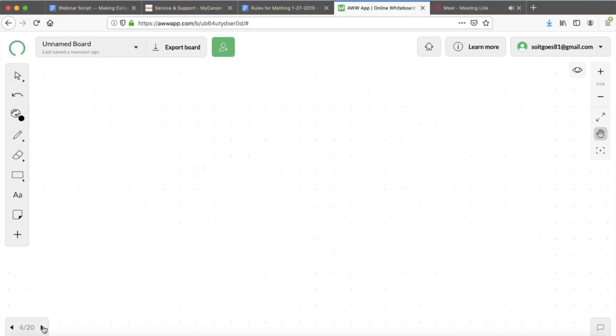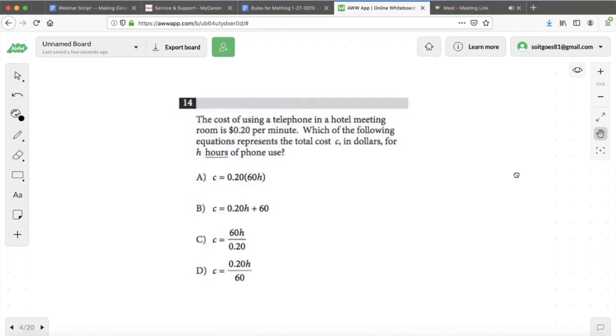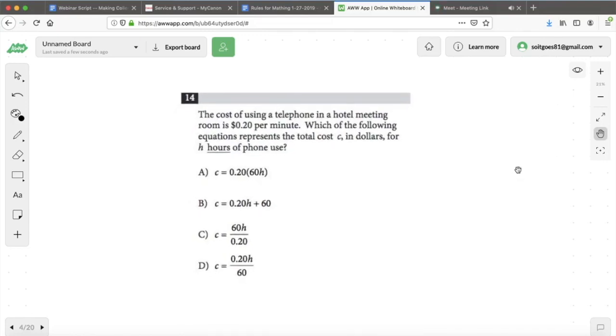I like that question. Let's do a couple more. Ooh, okay. Now this is a new question we haven't seen. The others were homework questions that some of you worked on. This is a brand new question. We've got Simon up next. Go ahead and read question number 14, Simon. The cost of using a telephone in a hotel meeting room is 20 cents per minute. Which of the following equations represents the total cost in dollars for H hours of phone use? What are we solving for here, Simon? Solving for the total cost of however many hours you're using the phone. Yep. Absolutely.